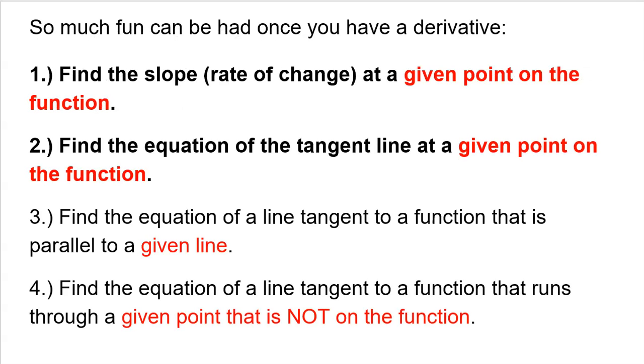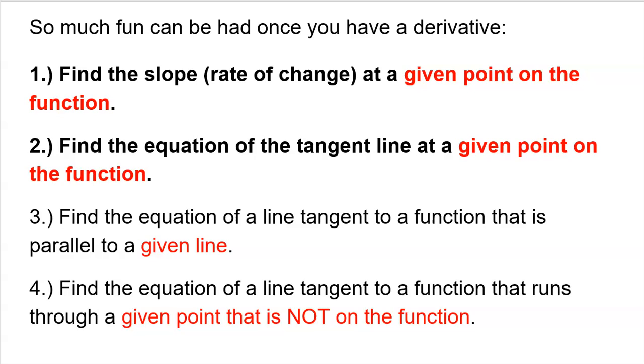Well, there are 4 of them. We're going to do 2 in this video, Fun with Derivatives Part 1, and we'll do the second 2 in Fun with Derivatives Part 2. In this video, we're going to focus on finding the slope or rate of change at a given point on the function, which is of course what a derivative was invented to do, right? A derivative's sole purpose in life is to give you the slope, aka rate of change, at a given point on the function. So we're going to make sure we practice doing that.